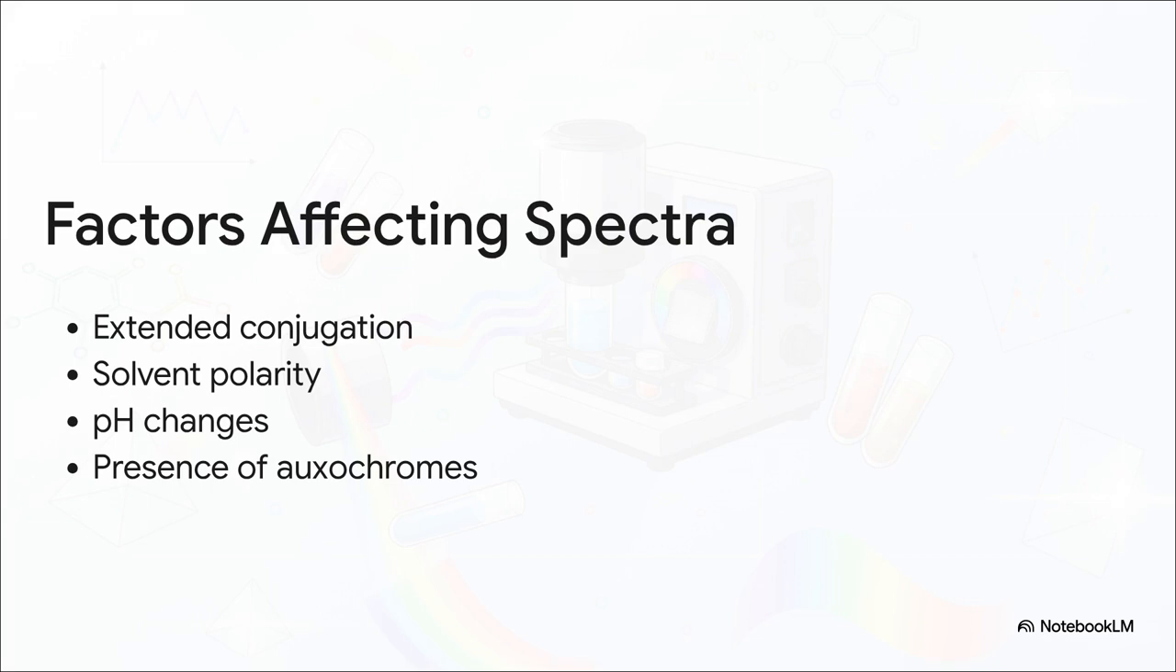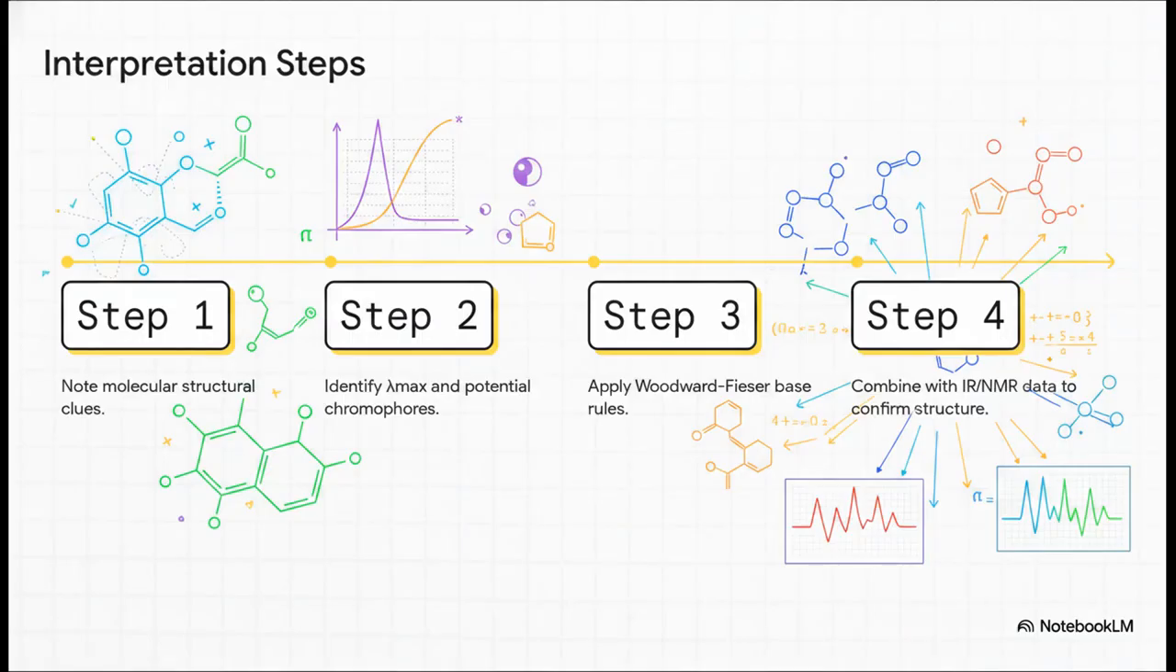to run the experiment. Because of this, interpreting a spectrum isn't just a guessing game, it's a very logical step-by-step investigation. First, you note your structural clues. Second, you find the peak of the curve, the maximum wavelength of absorption, known as lambda max, and you identify your potential chromophores. Third, you apply those Woodward-based rules. And finally, keep in mind that UV vis is rarely used in total isolation to find a structure. We pretty much always combine it with infrared or NMR data to definitively nail down the molecular structure.